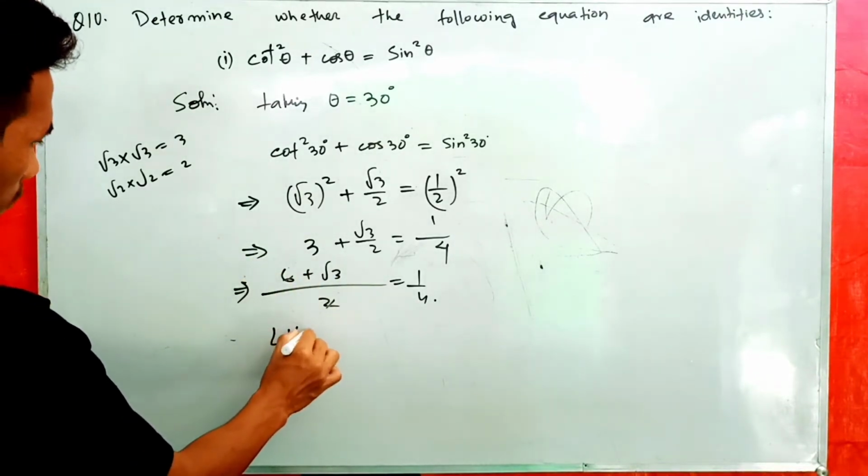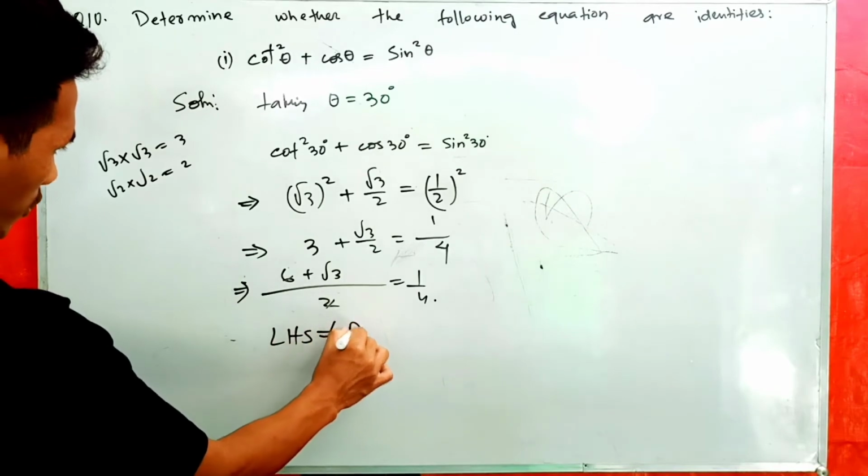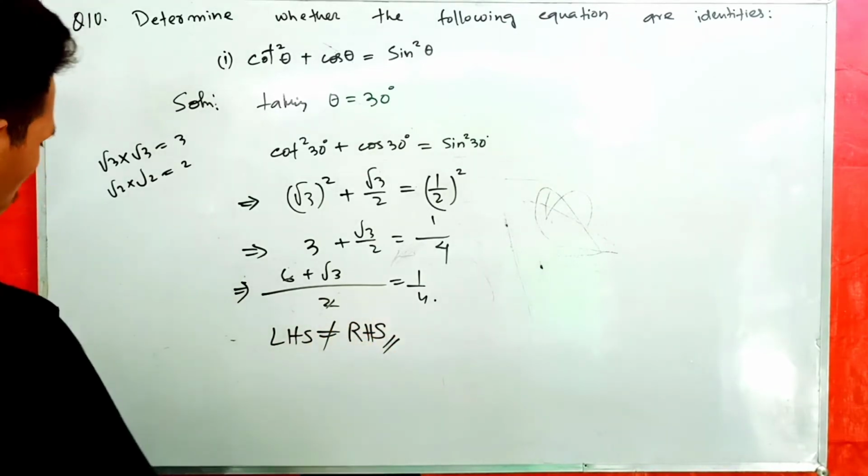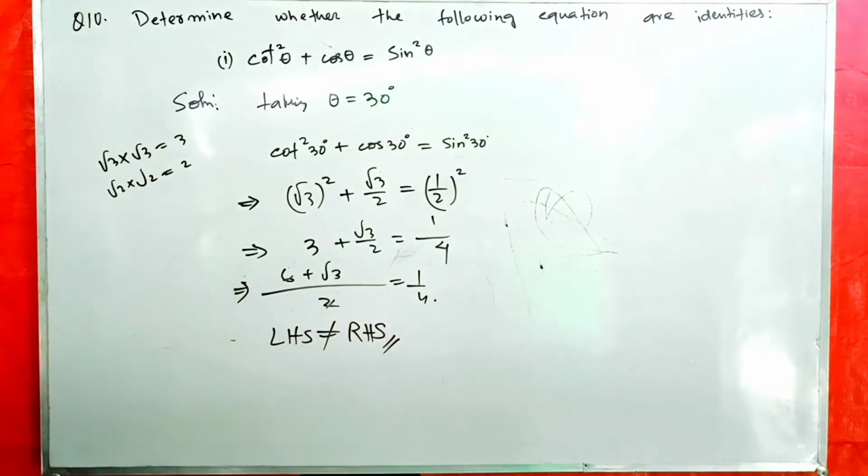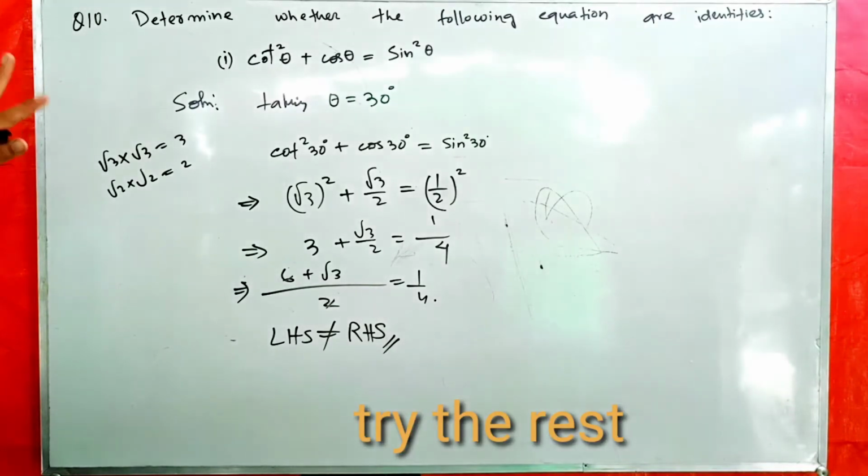Left hand side is not equal to the right hand side. So these equations are not identities.